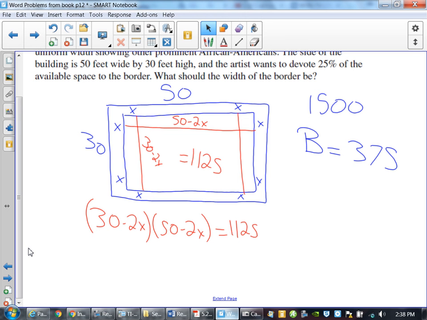If we set it equal to 0, what is it? 1125. Send it over. FOIL this out, send over the 1125. FOIL out of this 4x squared minus 60x plus 1500 minus 1125 equals 0. And then what are you looking for? You're looking to find your zeros. One of them will probably be positive, the other one will probably be negative. Do you want a negative border?